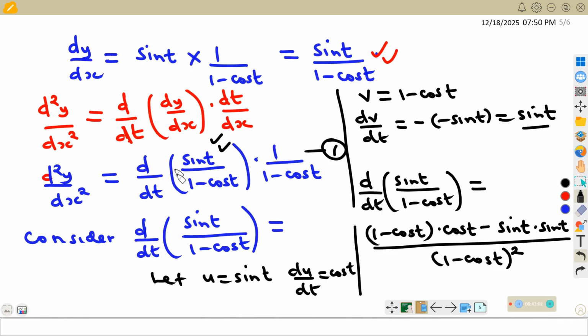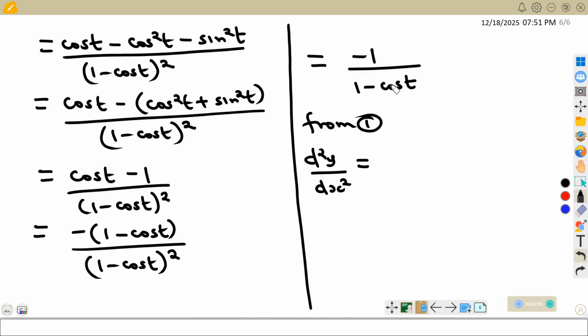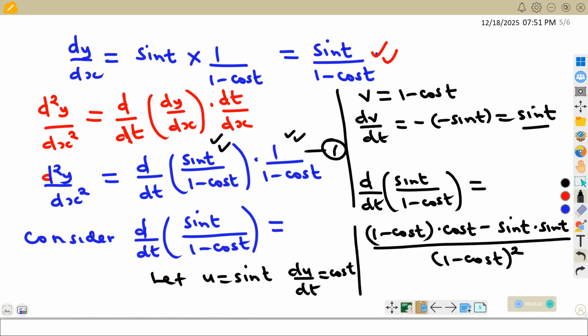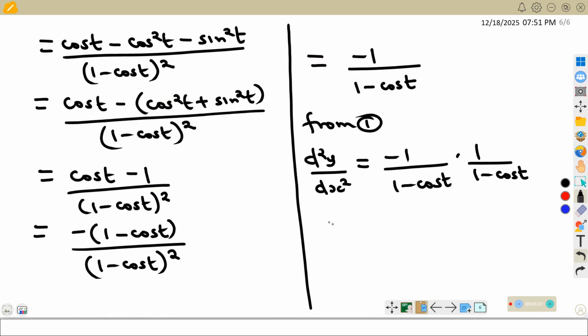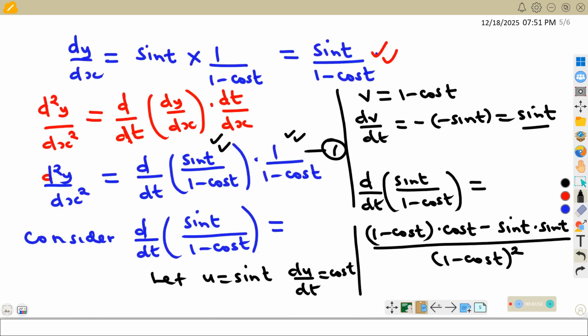So where there is this one here, I will put this derivative here, negative of 1 over 1 minus cos of t. But I'm multiplying by 1 over 1 minus cos of t. I'm referring to equation number 1, which is this. So where there is this one, I'm putting what I have obtained, and I multiply it with that. Okay, so we shall have this expression. So this is the d2y dx squared, which is actually equal to negative 1 over 1 minus cos of t, which is squared.